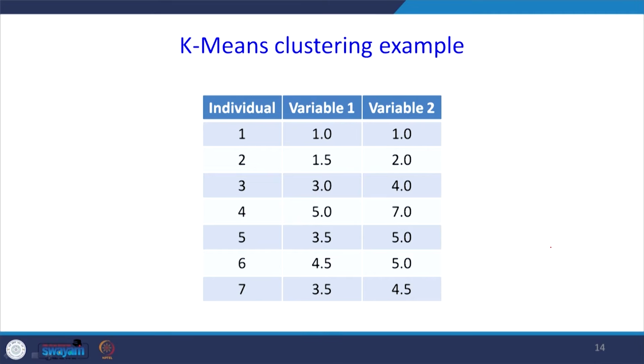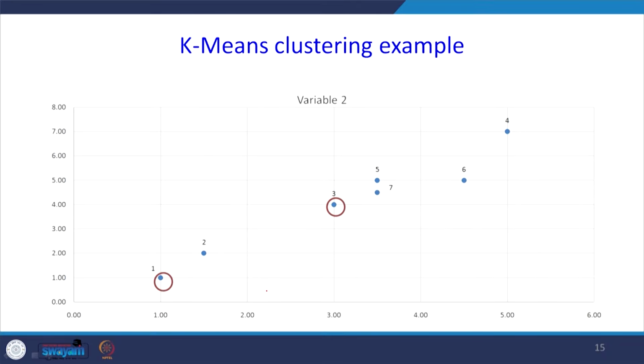I have taken a numerical example. There are 7 individuals: 1, 2, 3, 4, 5, 6, 7. There are 2 variables, variable 1 and variable 2. As I told you, there is a small difference between clustering and factor analysis. In factor analysis, we group the variables into different categories. But in cluster analysis, the respondents, the individuals, have to be grouped. That is the difference. Now there are 7 people. We are going to cluster these 7 people into some number of groups. Let us see what that number is.